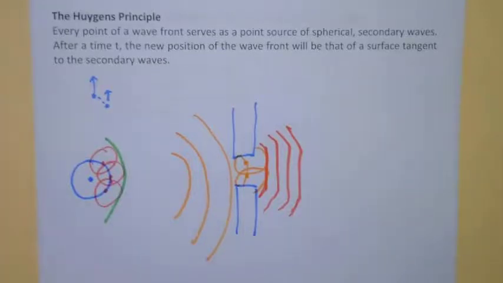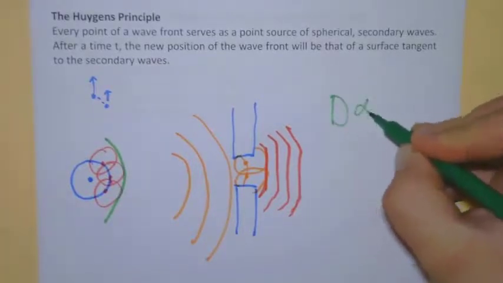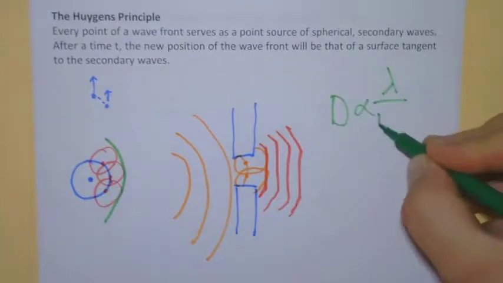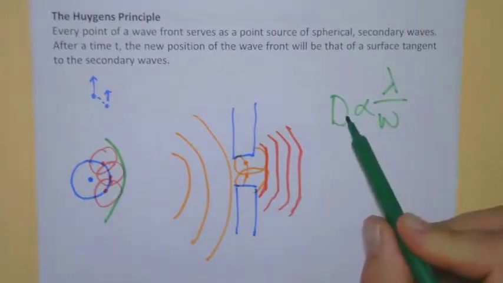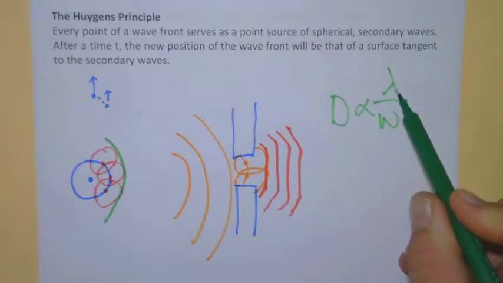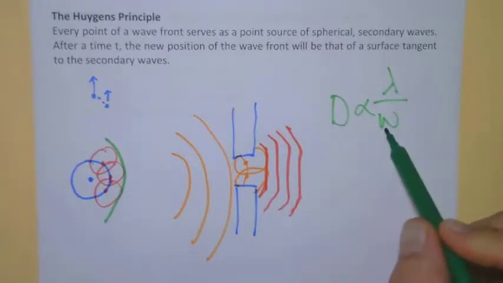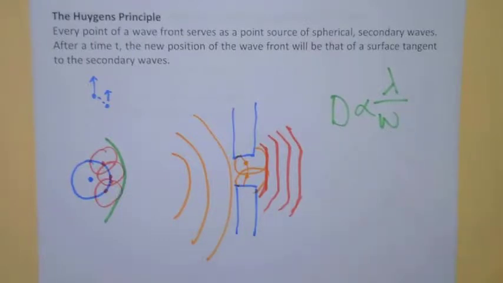Remembering that we learned that diffraction is proportional to the wavelength and to the slit size, where diffraction is directly proportional to the wavelength and indirectly proportional to the slit size.